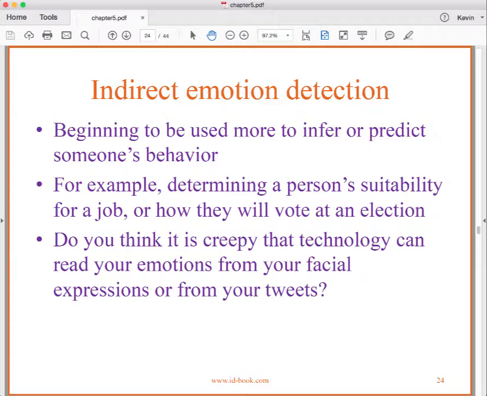So this kind of technology is being used more to infer, to predict someone's behavior. For example, determining a person's suitability for a job or how they would vote in an election. And they're asking us, do we think it's creepy that technology can read your emotions from your facial expressions or from your tweets?